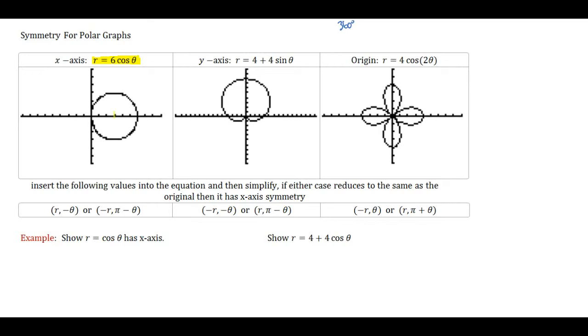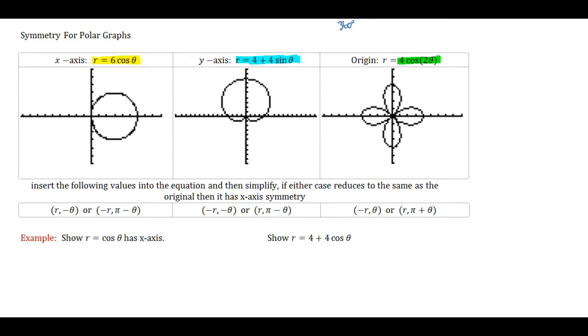You can look at the second graph, 4 plus 4 sine theta, and see this one definitely has y-axis symmetry. And you could look at this last graph, 4 cosine 2 theta, and you can see that it definitely has origin symmetry along with x and y.